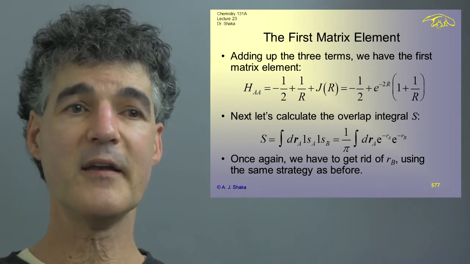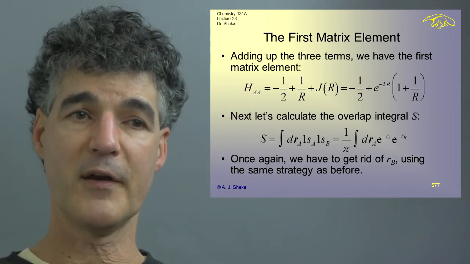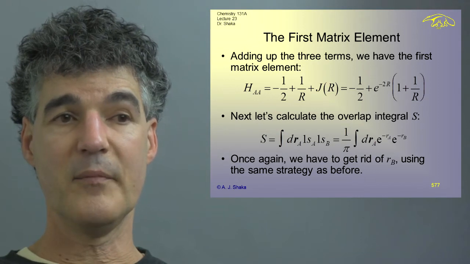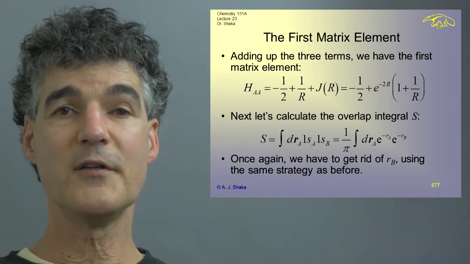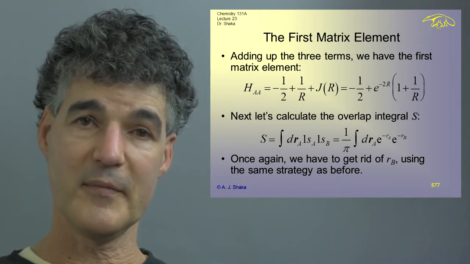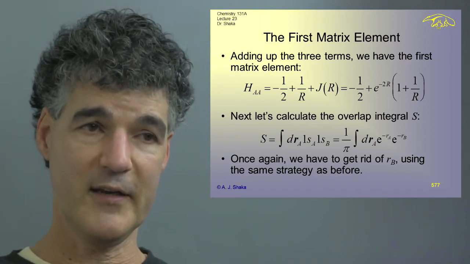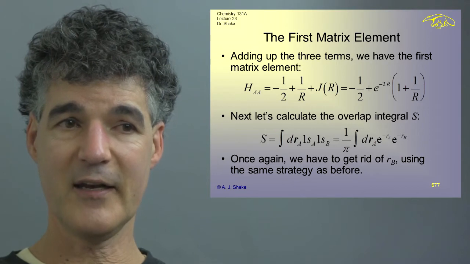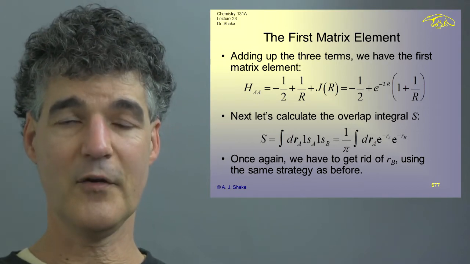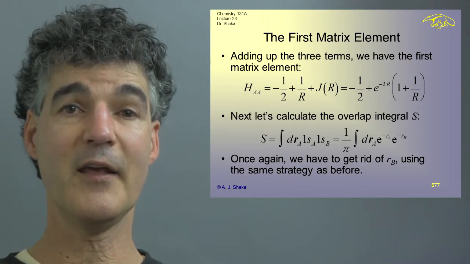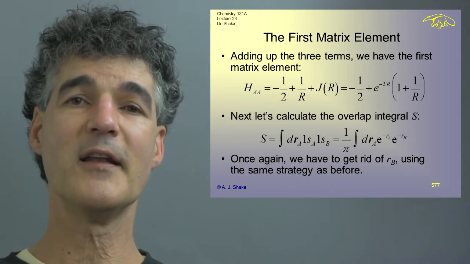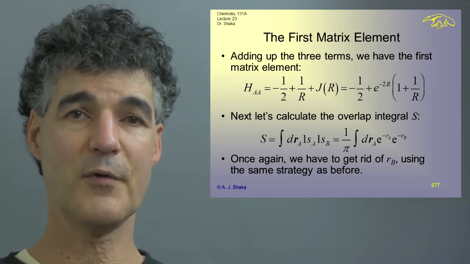Now let's calculate the overlap integral S. You might say, well, why don't you calculate the HAB first? Because you go in order. But when you look at HAB, it involves S, and so you're going to have to calculate S anyway. And so if you've already calculated S, then the other part goes much quicker.